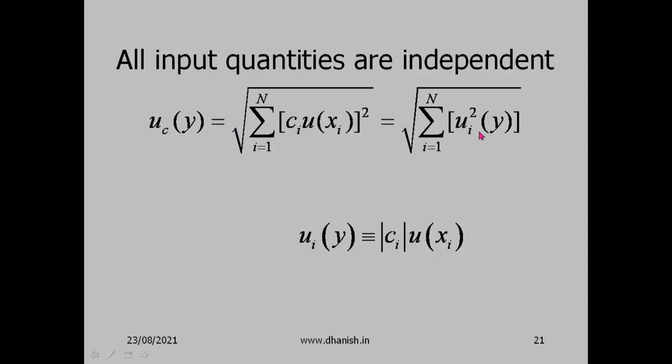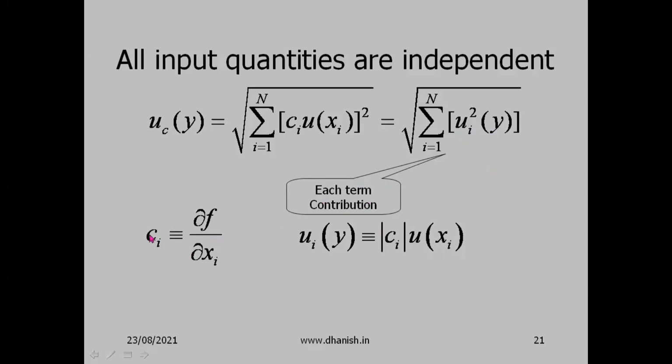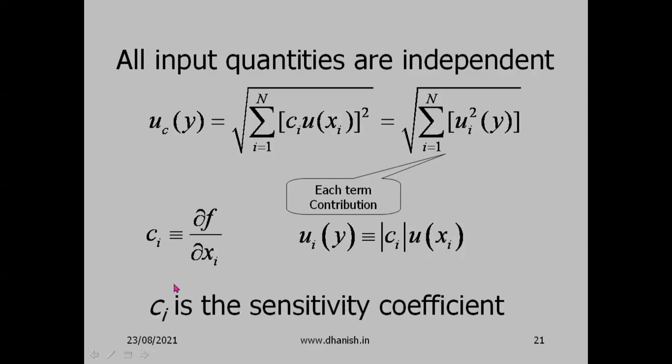So the uncertainty in y due to the ith input quantity is the same as Ci into standard uncertainty of xi. Each term is the contribution. We call this the uncertainty in y due to the contribution by the ith input variable. Ci is the partial derivative of f with respect to xi. That is the sensitivity coefficient.